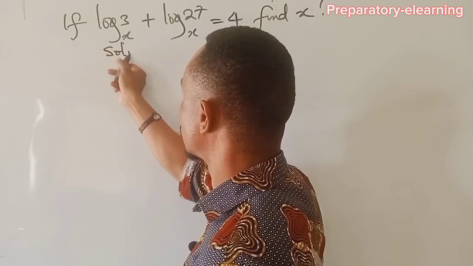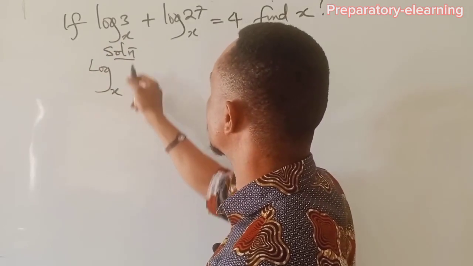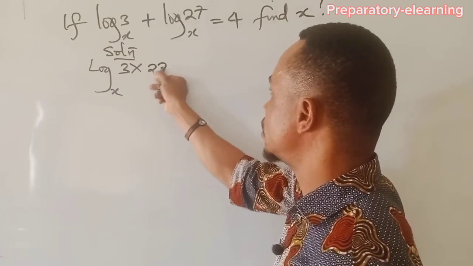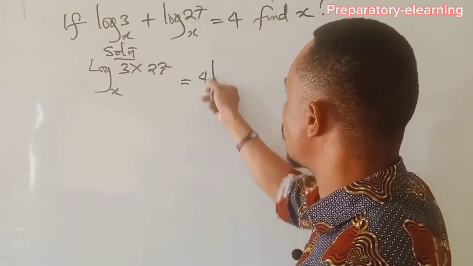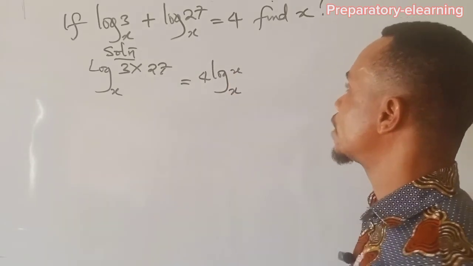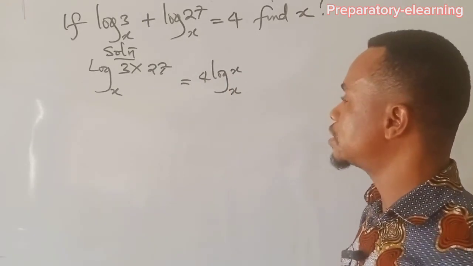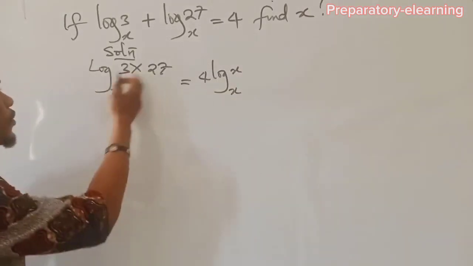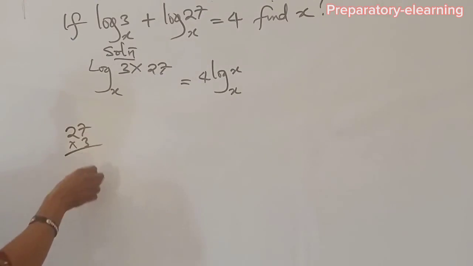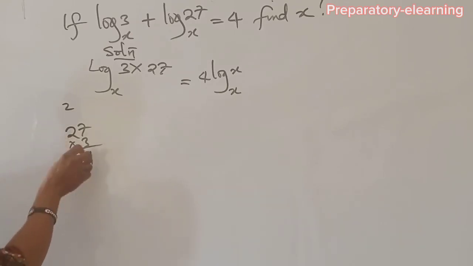A solution, we write log 3 base x, for this 3, plus log 27 equals 4. We introduce a log, so that we have log x base x. So this gives us log 3 times 27. What is 3 times 27? You have 27 times 3. 3 times 7 is 21. 3 times 2 is 6, plus this you have 8.